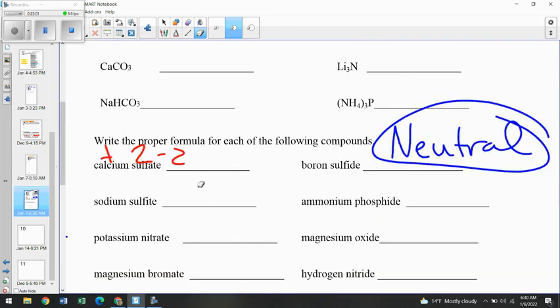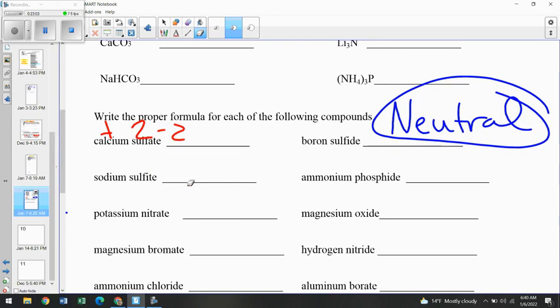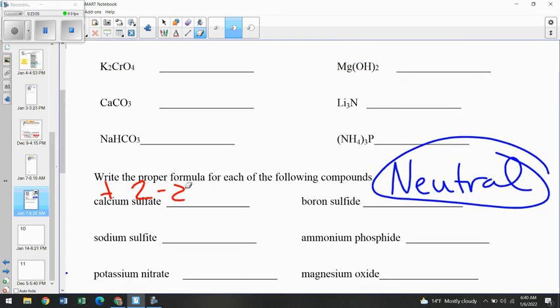Again, just be careful with this last section where it has names going to formulas. That's pretty tough for folks. You always want to find the charges of everybody involved first. So in this problem, calcium would be a +2, and that's coming from your periodic table. That's just a regular old element.